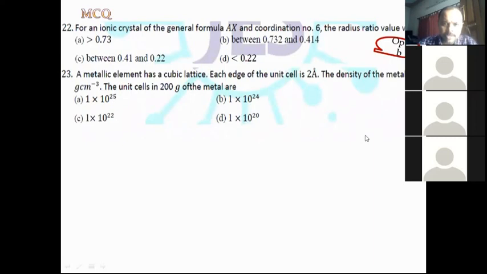Where is Siddharth Kamath? No response. Hmm? Ritu.